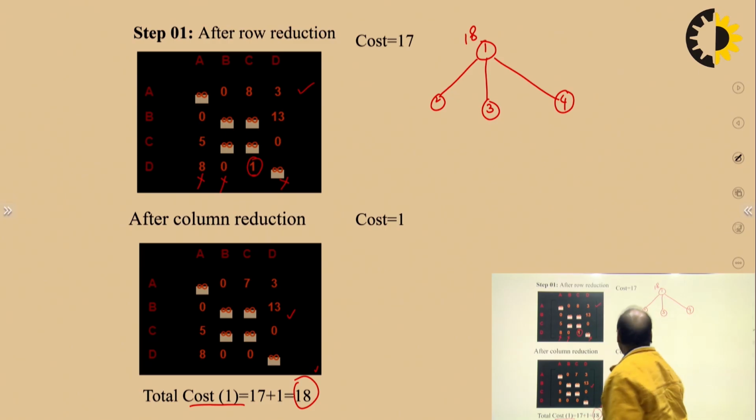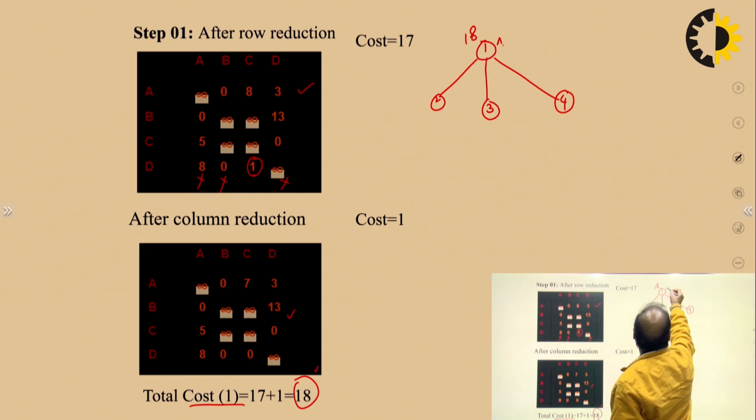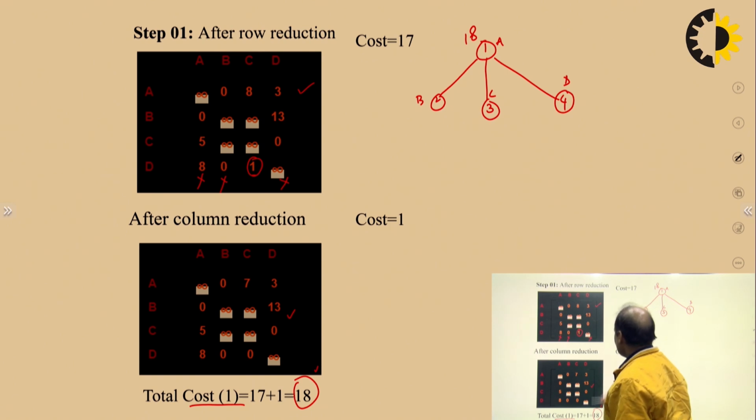Now, this is A in our own terminology, this is B, this is C, this is D. The cost of node number 1 is 18. From here you can go A to B, or A to C, or A to D, depending on which one is minimum, by taking this as the cost matrix. This is the initial cost matrix.